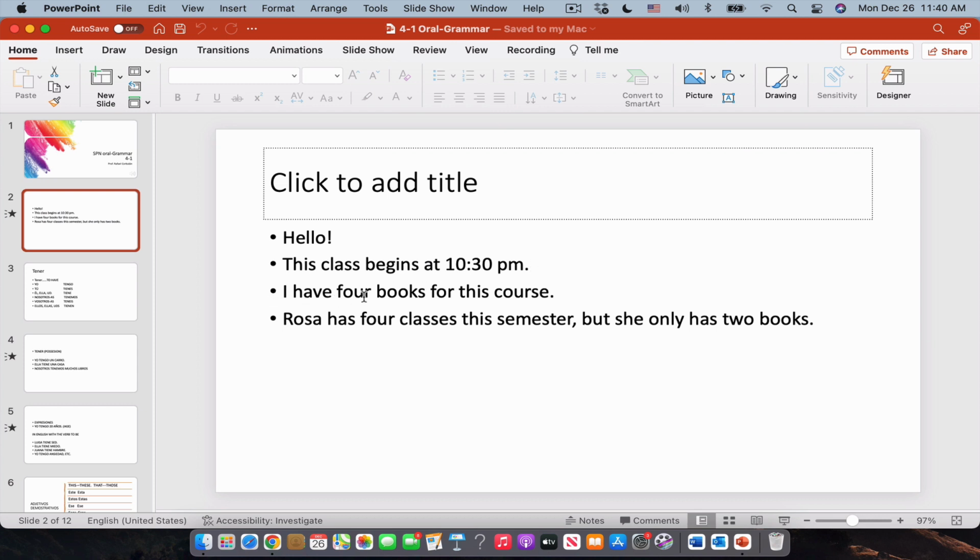I have 4 books. Yo tengo 4 libros, 4 books, for this course, para este curso. Rosa has 4 classes this semester. Rosa tiene 4 clases este semestre. Pero, she only has 2 books. Ella solo tiene 2 libros.